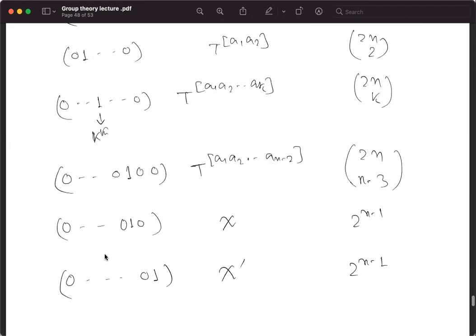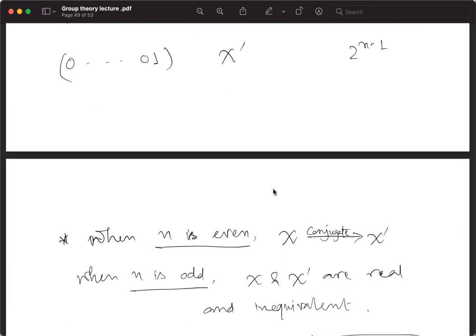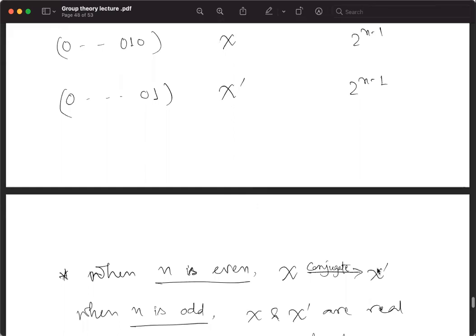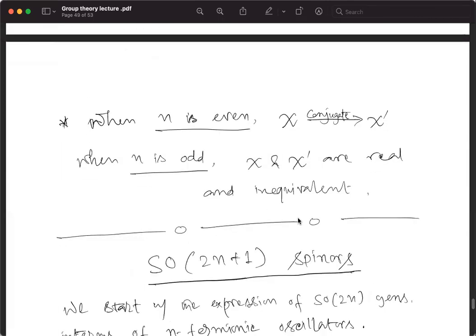If you go to the last two, when the elements are 1, 0 and 0, 1, they are basically chi and chi prime, with dimension 2 to the power n minus 1. These are the spinor representations, and the others are basically antisymmetric representations. Now, when n is even, chi is conjugate to chi prime, and when n is odd, chi and chi prime are real, and they are inequivalent representations.